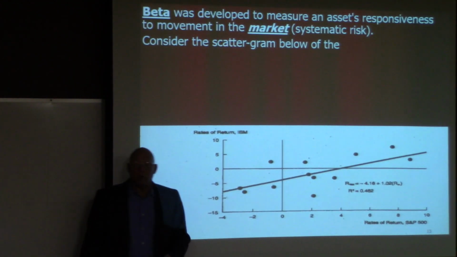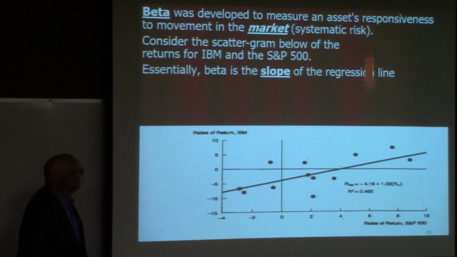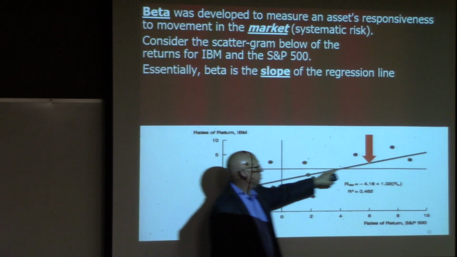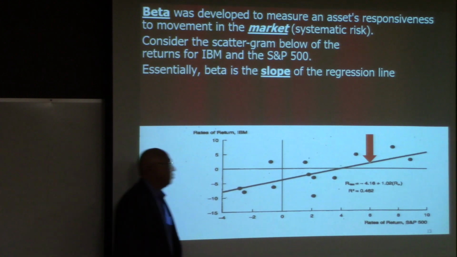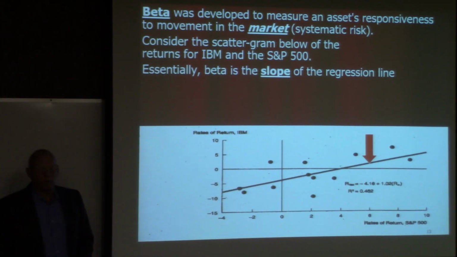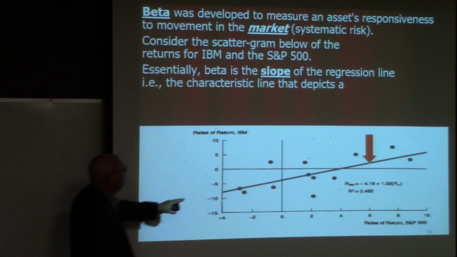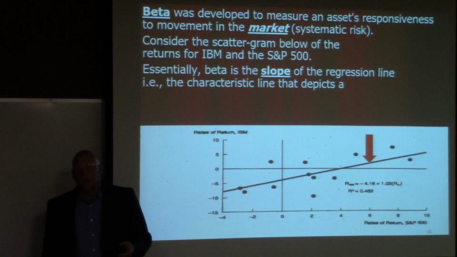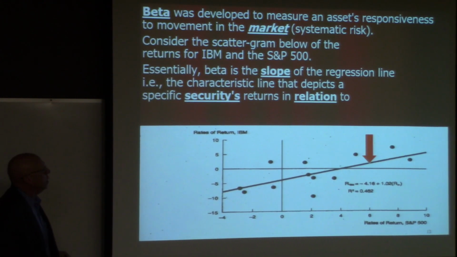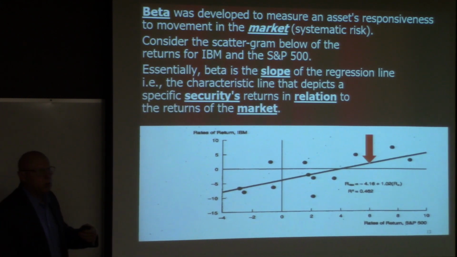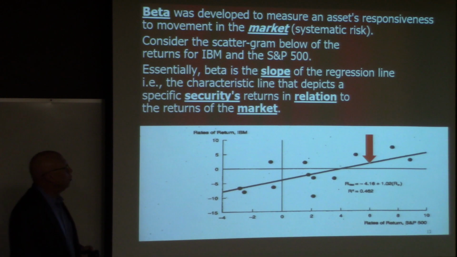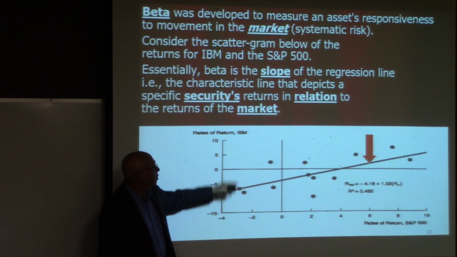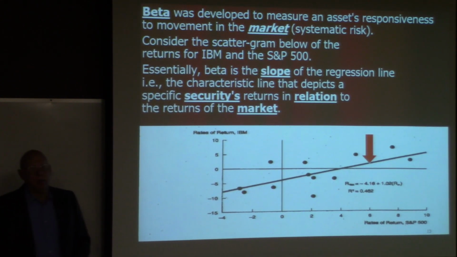And then we create what's called a characteristic line, otherwise known as the line of best fit. You learn this in Math 200 statistics, doing regression. So we're looking at a form of regression analysis, and beta is the slope of this line. It indicates the relationship between IBM and the S&P 500. Again, we're trying to determine how a specific security responds to changes in the marketplace. The market, the S&P 500, is the independent variable, and IBM is the dependent variable.